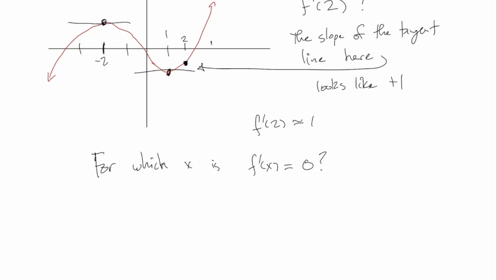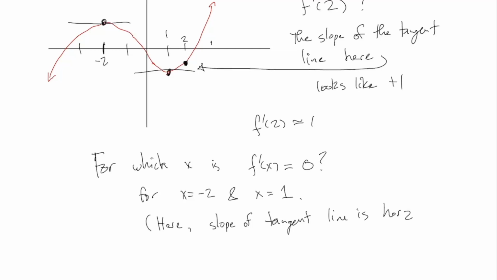All right, so for which x is f prime of x equal to 0? The answer is for x equals -2 and x equals 1. All right, these are the points. So I'll just say here, the slope of the tangent line is horizontal. Points where the slope equals 0 are actually very important in a lot of applications. So that question is something we're going to be talking about a lot later on in the future. Maybe I'll just ask one more question.